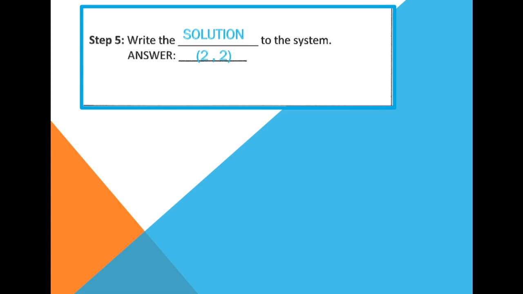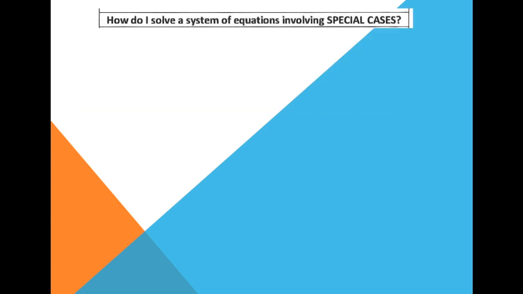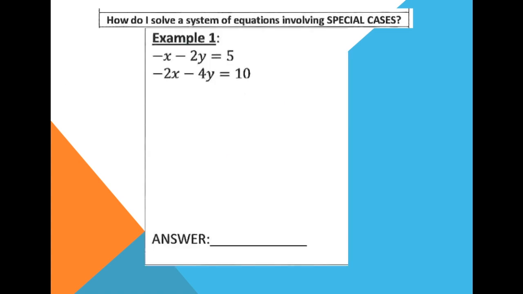Hope that makes sense. Let's look at solving systems involving a special case. We have 2 cases, so let's look at the first one. We have -x - 2y = 5 and -2x - 4y = 10. So we're looking to see what variable we can eliminate.